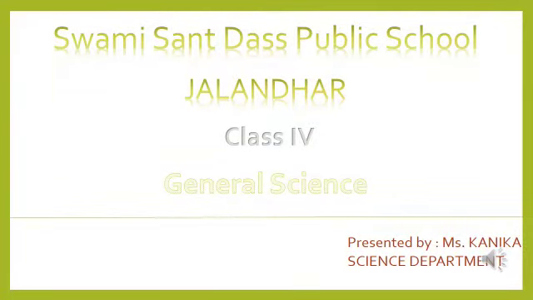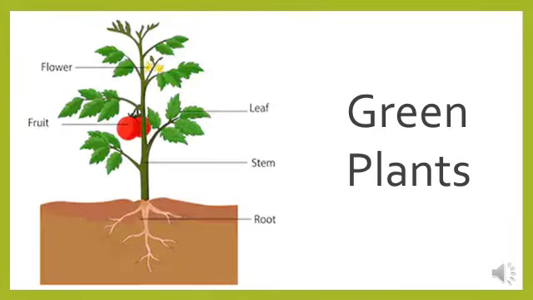Welcome back, students. Today we are going to start up with a new chapter, that is green plants. Green plants are a part of nature that surrounds us. They are called producers since they prepare their food from inorganic substances like sunlight, air, water, etc. All the organisms, directly or indirectly, depend upon plants for their nourishment. Let us discuss more about it.